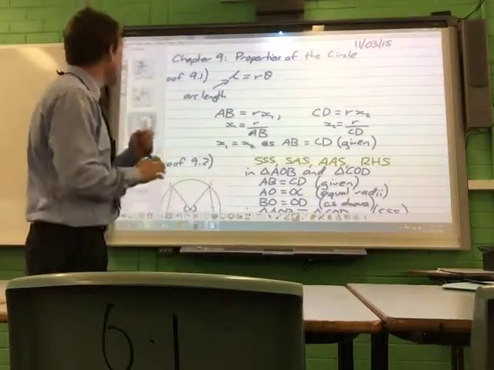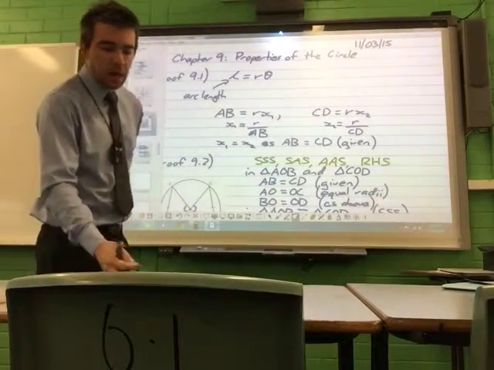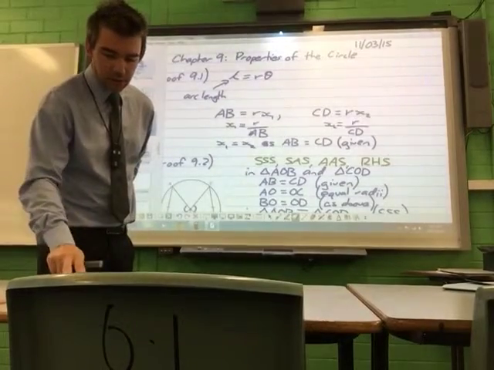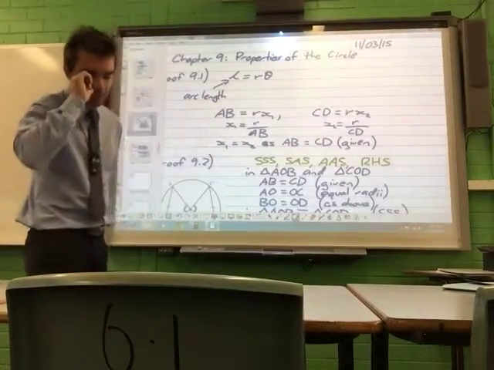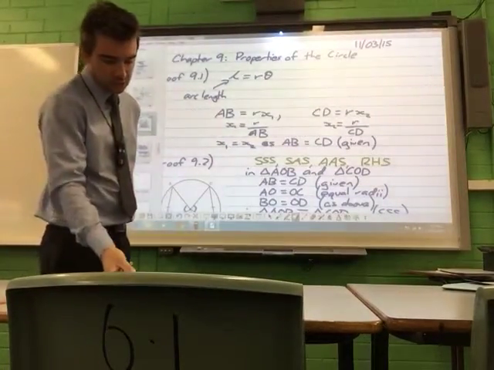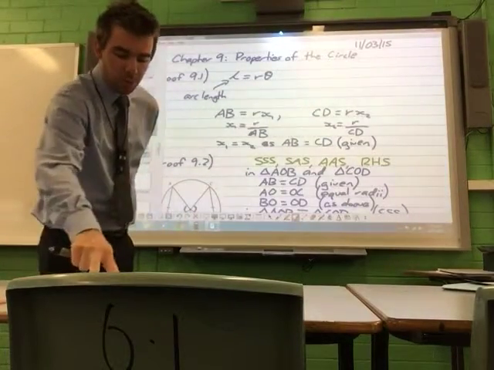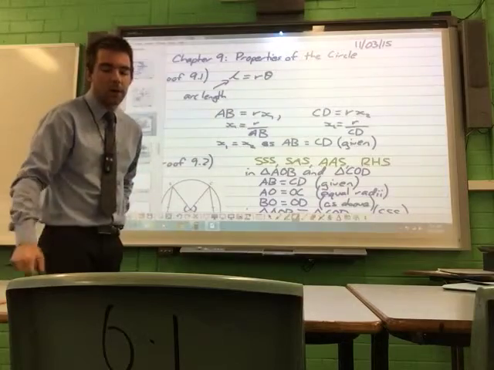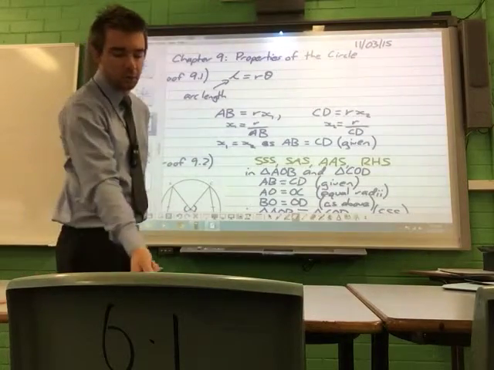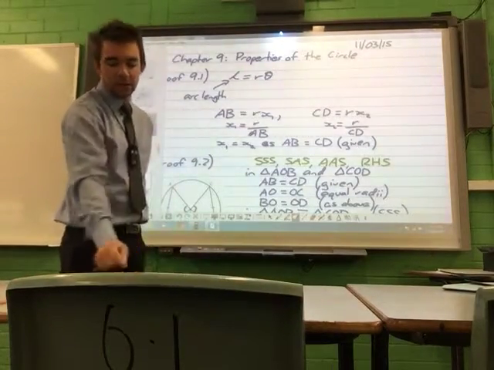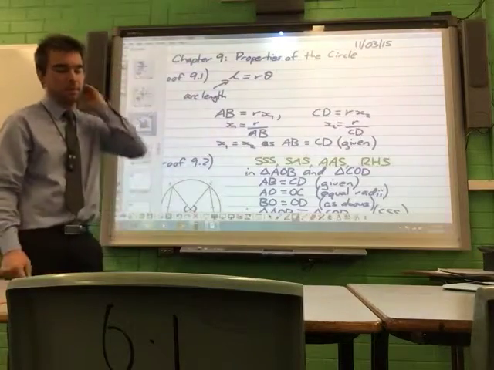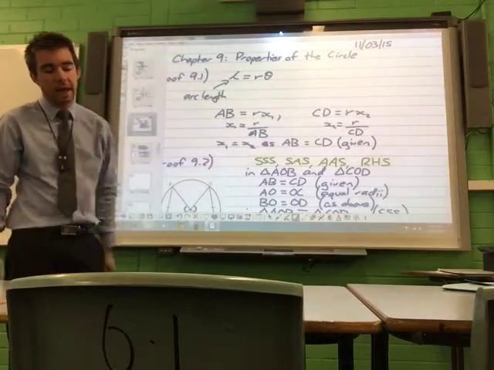Alright, so just a quick recap on what we've done the past couple of lessons to help lead us into what we're doing today. So I'm looking at page 93 in your notes. So property number 1. Equal arcs on circles of equal radii will subtend, which means form, equal angles at the centre.